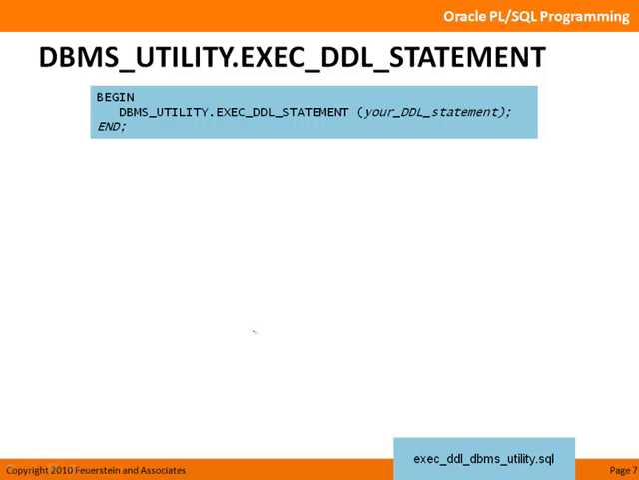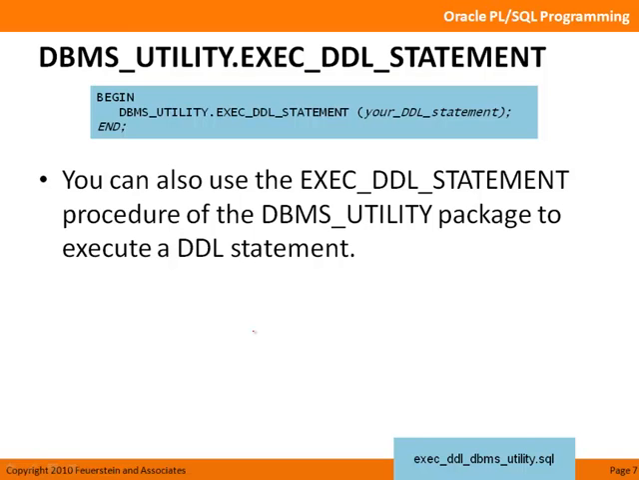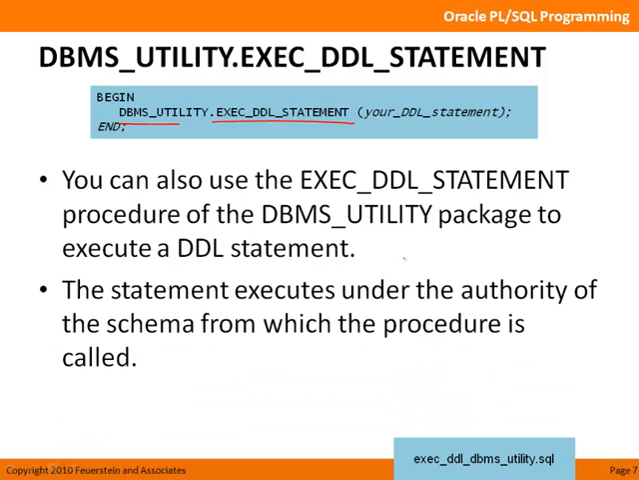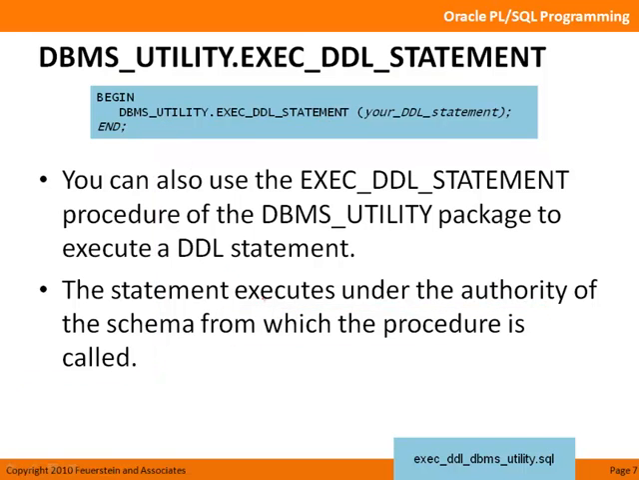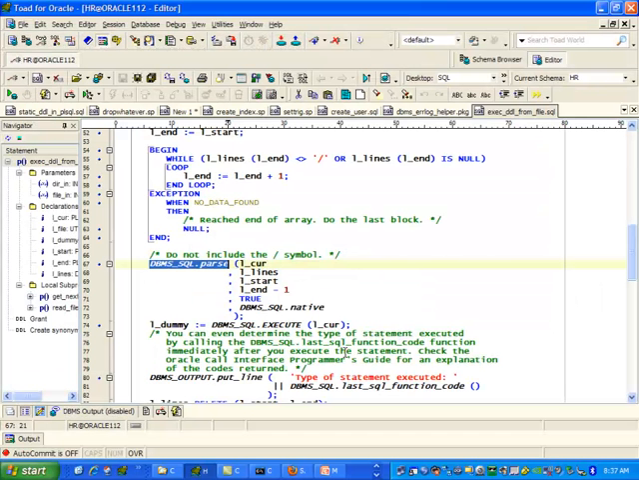Oracle does offer an alternative to execute immediate for executing dynamic DDL statements. The DBMS utility package has a built-in called exec DDL statement, and it will simply do the same thing as execute immediate with a string. And the statement executes under the authority of the schema from which the procedure is called. So even though the package is owned by sys, don't worry, you're not going to be executing the DDL statement under sys's authority. And other than that, it's pretty much the same thing.